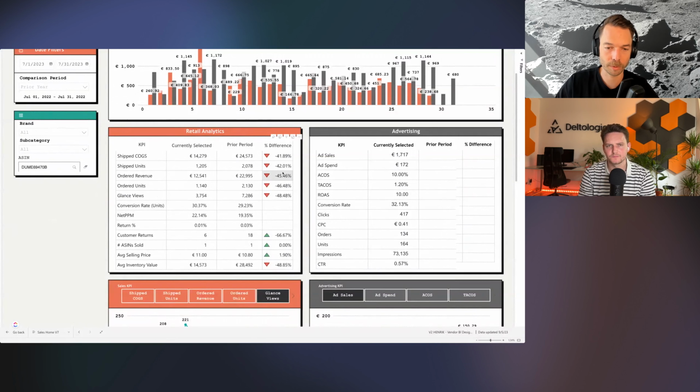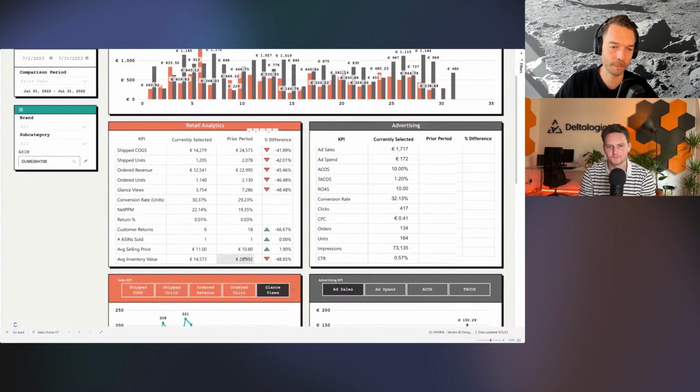So let's have a look. What is the issue? First of all, I would look into the average selling price. It's basically the same, so price is not an issue. Is it the conversion rate? No, it does not seem to be an issue. It's kind of the same. So let's have a look.